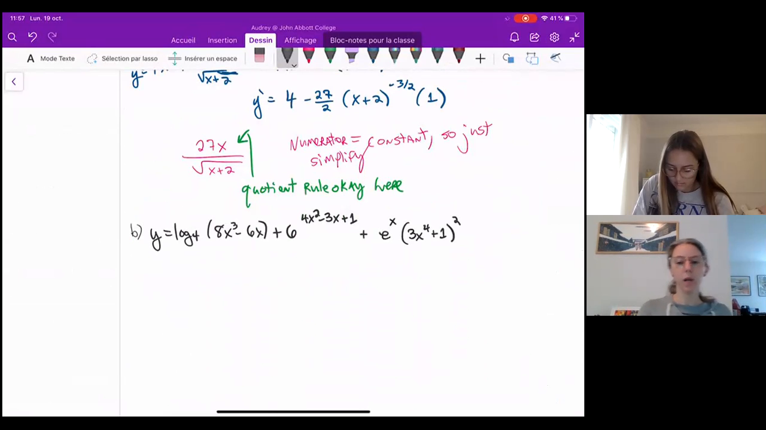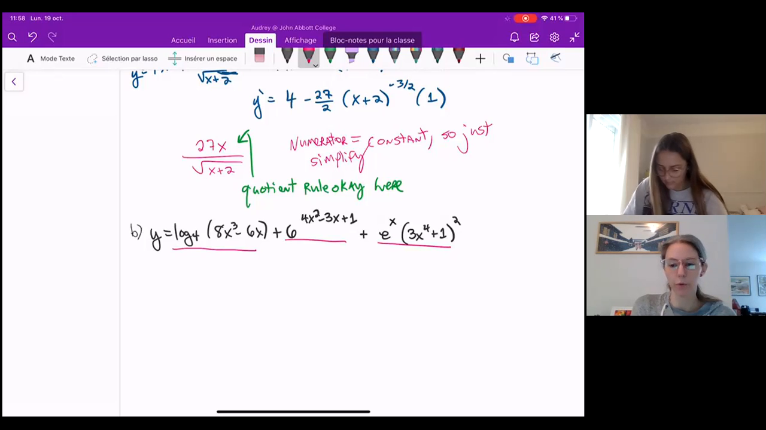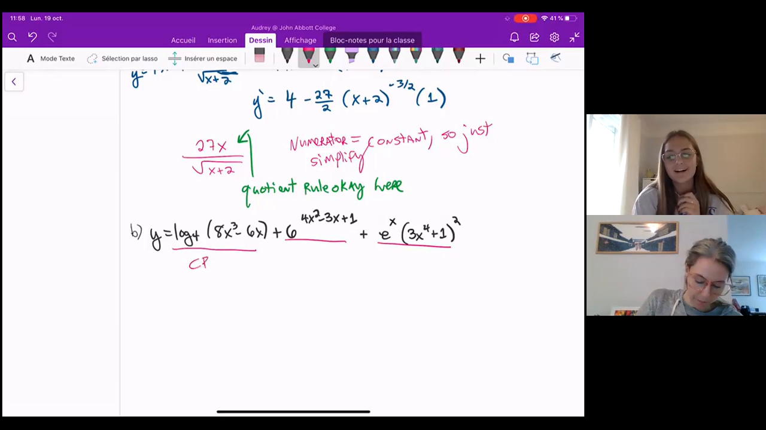Okay. So remember when we have a sum, we want to look at each part separately and ask ourselves, product rule, quotient rule, chain rule, or none. So for the first part, product rule, quotient rule, chain rule, or none? Yes, chain rule. So there's going to be a chain rule, and this is log base A of G.